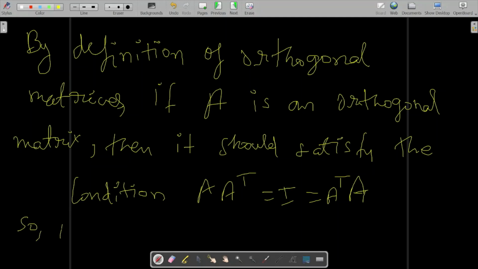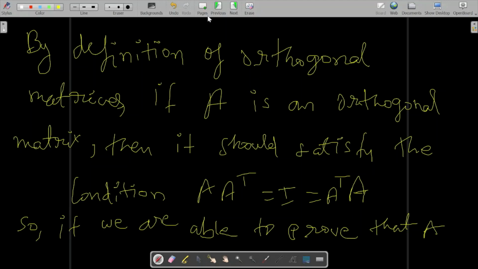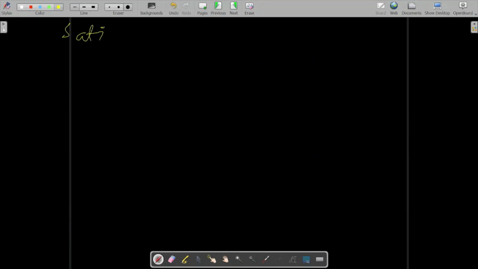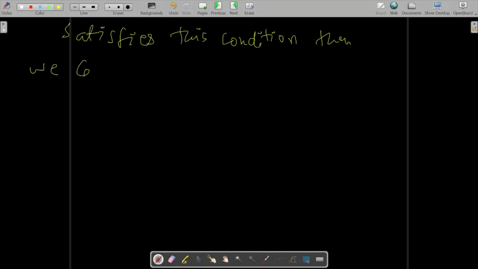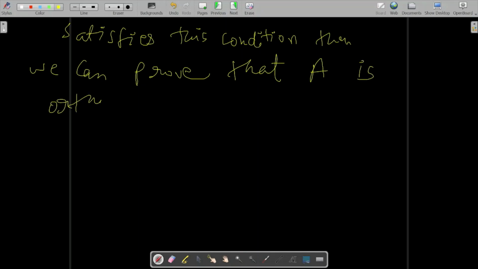So if we are able to prove that A satisfies this condition, then we can prove that A is orthogonal, okay. So we have to simply show that A satisfies this condition.